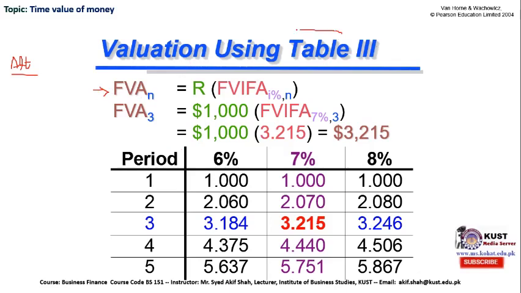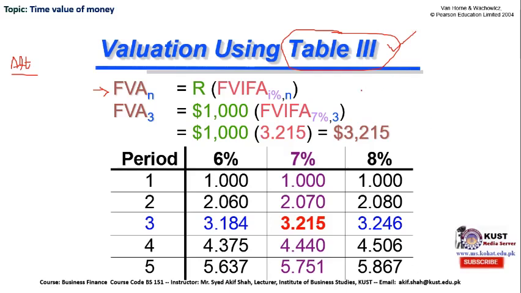And this table 3 means that if you pick up any financial management book written by Gitman, Van Horne, or Brigham and Houston, at the end of the book, in an extra section, you can find the annuities, present and future value tables. The current book we are using is Fundamentals of Financial Management by Van Horne. So at the end of the book, the table would be numbered as table number 3.